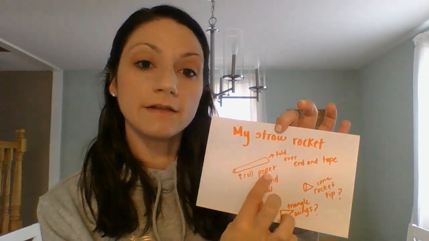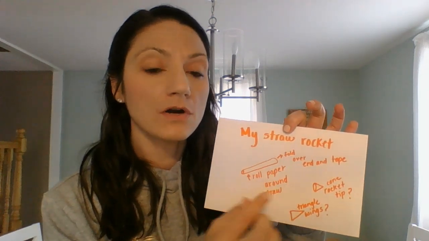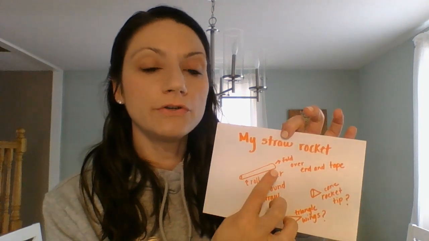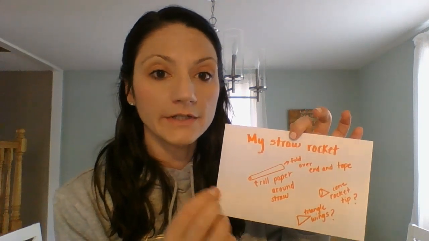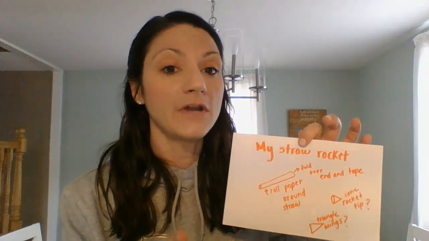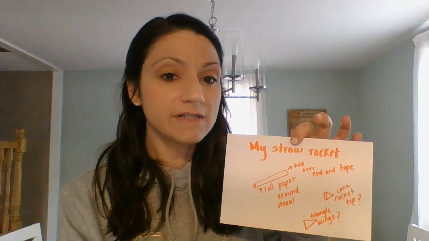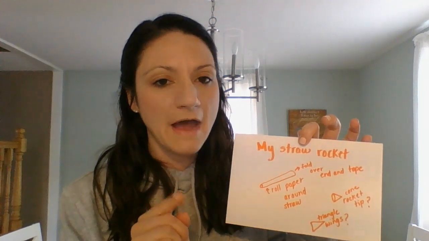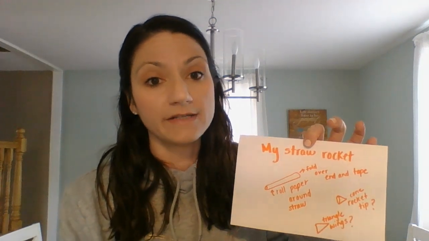Just make a cylinder out of the paper, wrap it around the straw, fold it over at the end, and give it a little bit of weight on the tip. I do have some other ideas though. I'm just not sure that I'm going to use them for my first design, but they are going to be in the back of my mind, especially for my redesign phase.